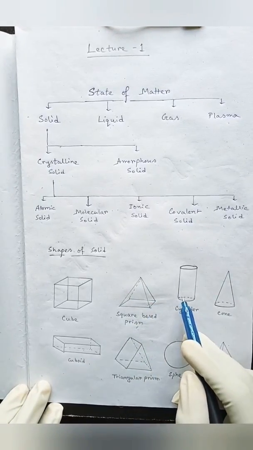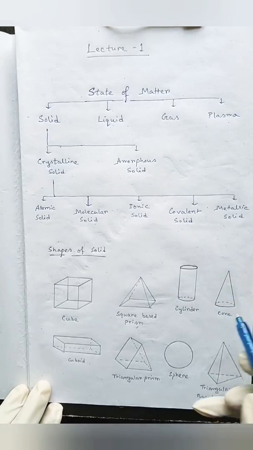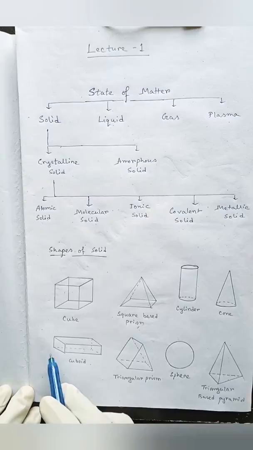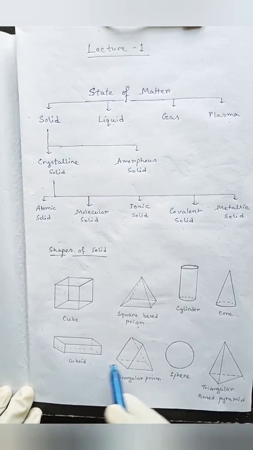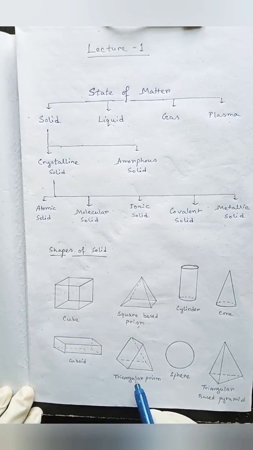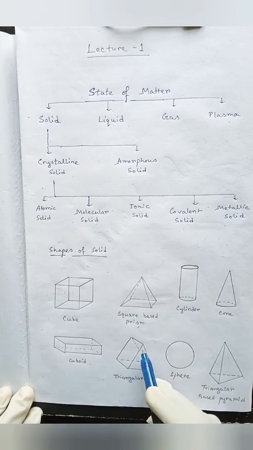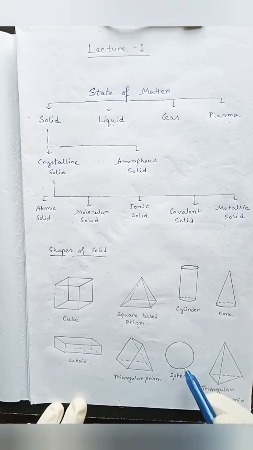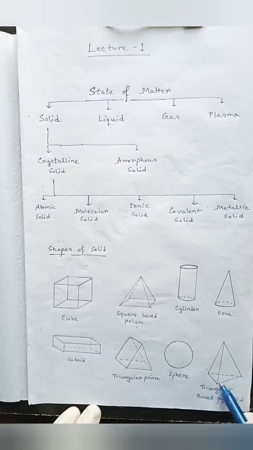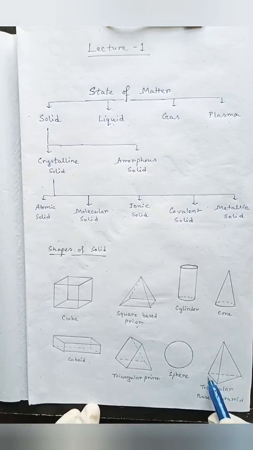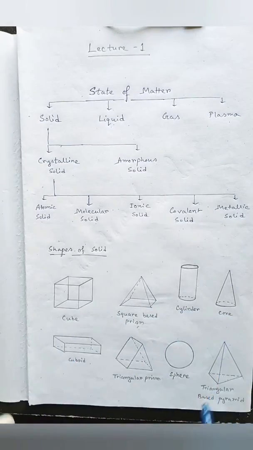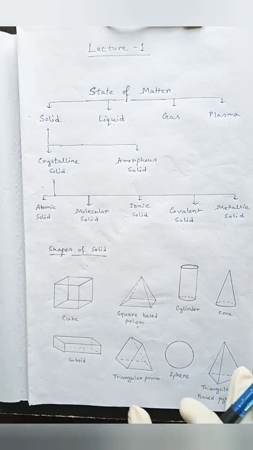The next one is a cylinder. This is a cone. This is called a cuboid. This is a triangular prism. Triangular, and this is the shape of prism. This is a sphere, and this is a triangular based pyramid. This base is triangular in shape. So these are 8 types which I have shown here.